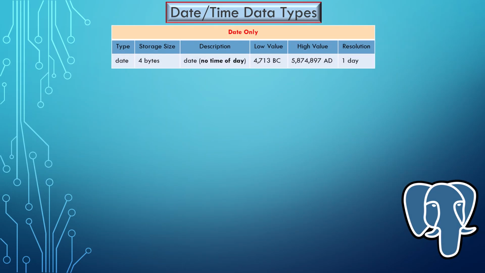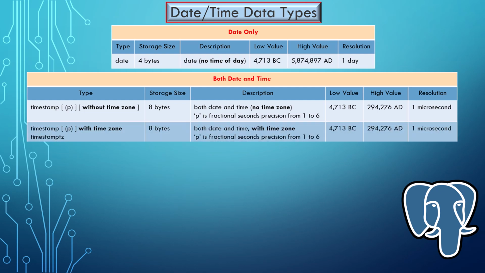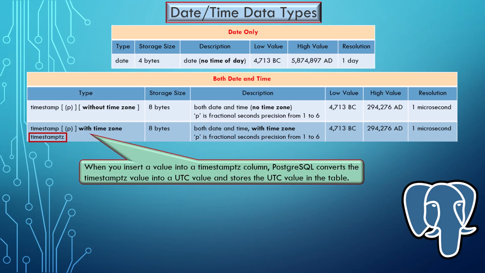Date-time data types are date only, both date and time, without a time zone and with a time zone. Note you can also use the data type timestamp TZ to denote timestamp with a time zone. When you insert a value into a timestamp TZ column, PostgreSQL converts the timestamp TZ value into a UTC value and then stores the UTC value in the table.